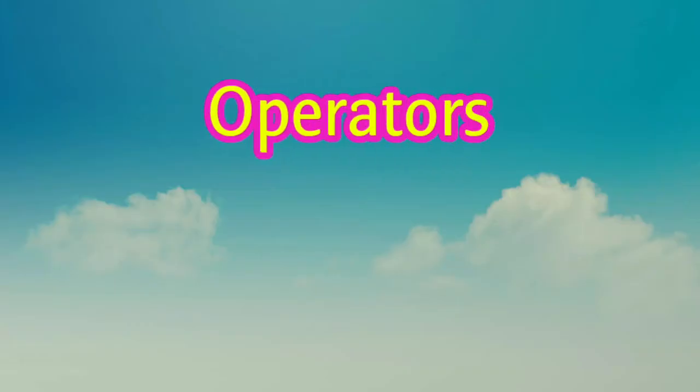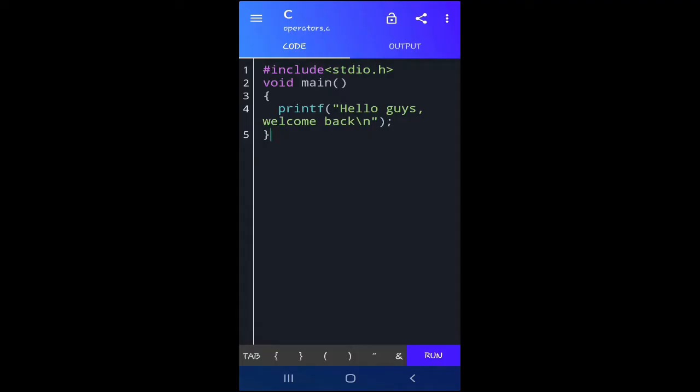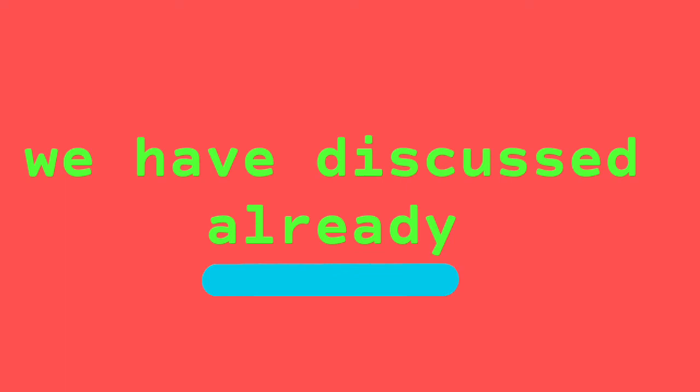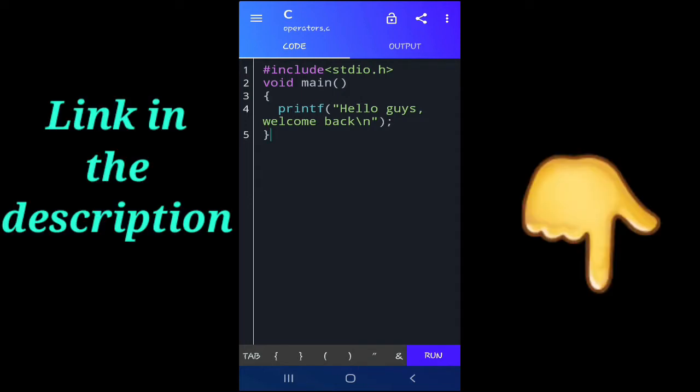And today through this video we will learn about C operators. In my previous video we have already discussed three types of operators in C. They are arithmetic operators, increment and decrement operators, and assignment operators. We have already seen what they are, and if you haven't watched that video and don't know what they are, I have given the link below in the description.